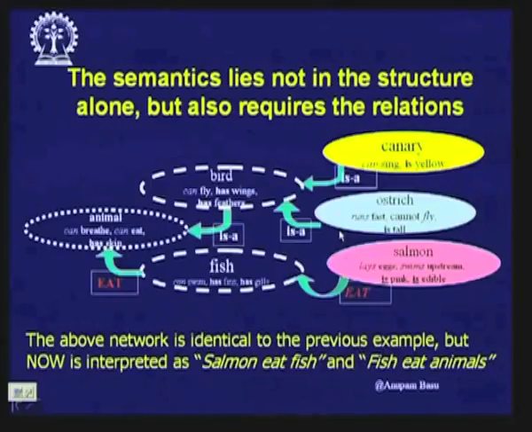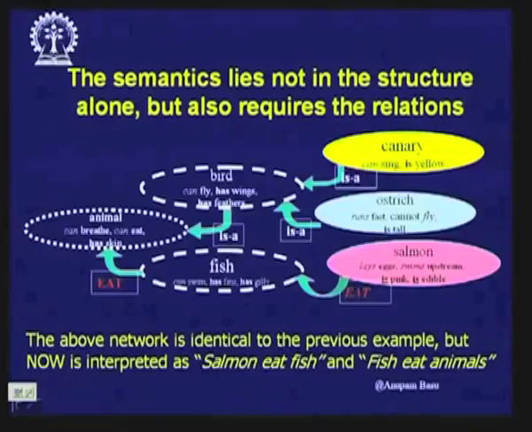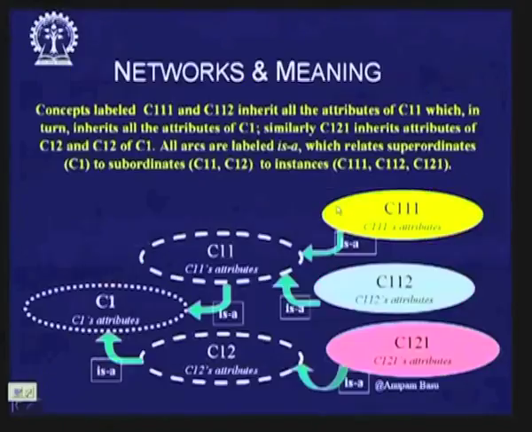Now, where is the meaning? We are calling it semantic network. We have seen that it is a structure of nodes and arcs. The nodes are representing different concepts. Now, do the concepts by themselves express the meaning? No. The meaning of the semantics lies in the structure as well as the relations that are there. For example, you see the meaning will quickly change when I look at this network and compare it with the earlier network.